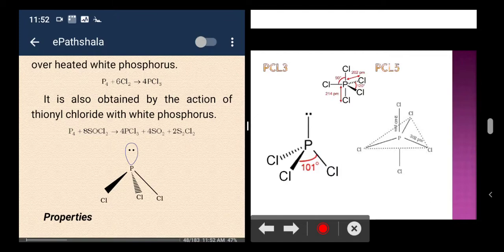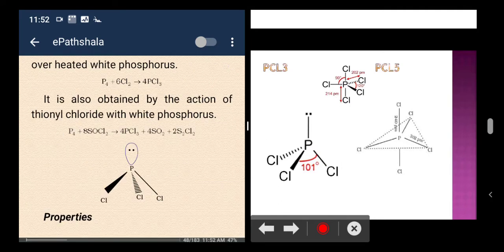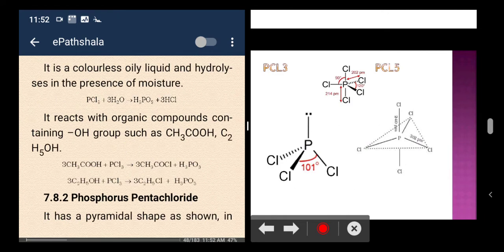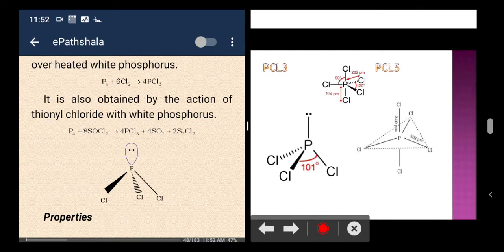Now the preparation of PCl3: heating P4 with chlorine gas will give PCl3. It is also obtained by the action of thionyl chloride with white phosphorus. So when thionyl chloride, that is SOCl2, is treated with P4 white phosphorus, it gives out PCl3 plus sulfur dioxide and sulfur chloride.